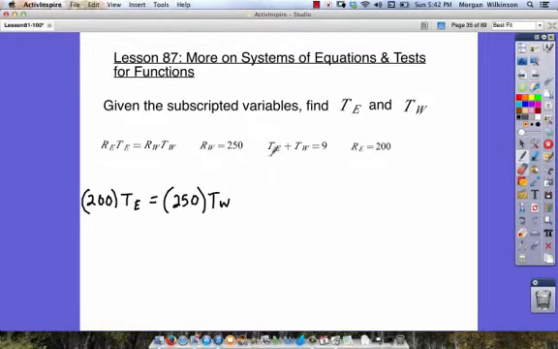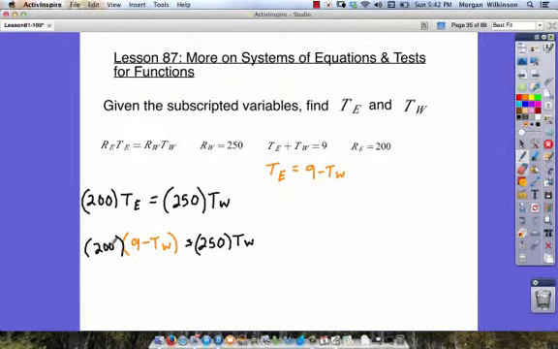And let's go ahead and solve this one for T sub E. So in this problem, we need to say T sub E is going to be equal to, we'll subtract T sub W from both sides, so it's going to be equal to 9 minus T sub W. Now let's substitute that in for T sub E. So T sub E, that's going to be 9 minus T sub W. And then we can go ahead and solve. We're going to have 200 times 9 minus T sub W equals 250 times T sub W.